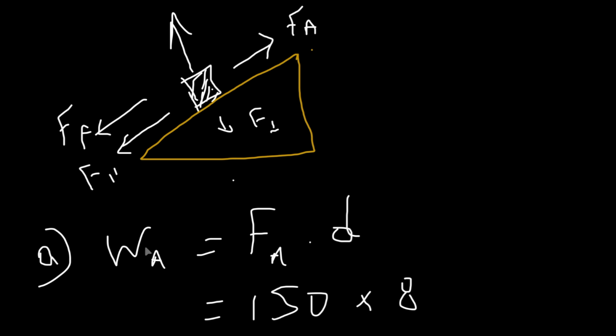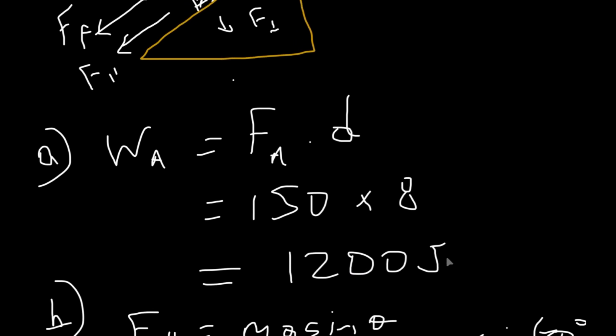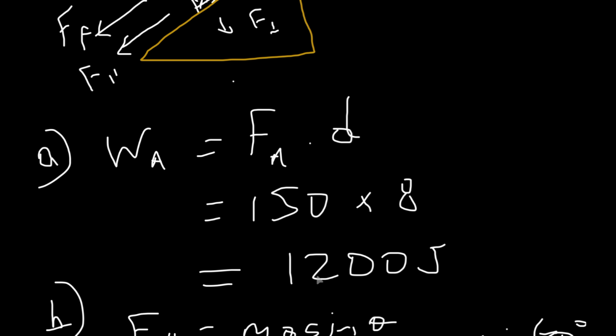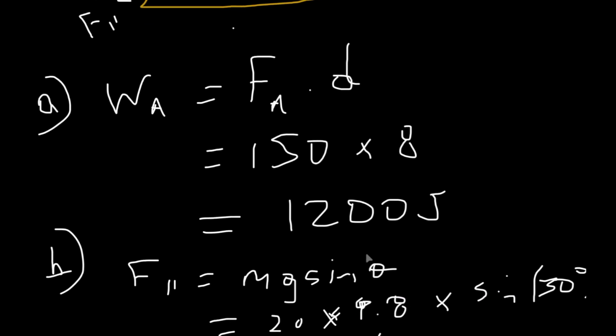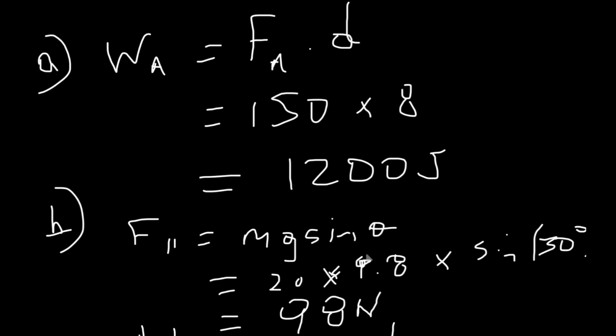You want to find the work done by the applied force. We denote it W sub A, that's equal to force times the displacement. So the applied force is 150 newtons, and the displacement is 8, so 150 times 8 gives you 1,200 joules.